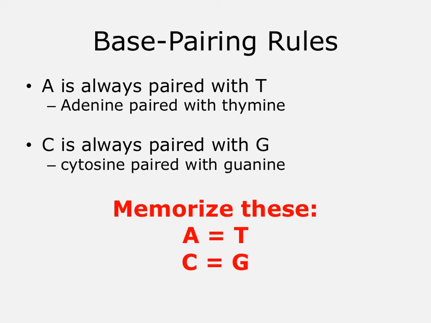The base pairing rules, like I said: A's and T's always go together, C's and G's always go together. Memorize this. These are going to be easy, easy, easy questions on the exam if you know the answers. Well, I guess any question is easy if you know the answers. If you memorize this, you're going to get lots of points.